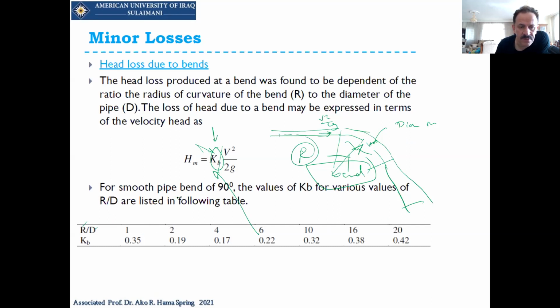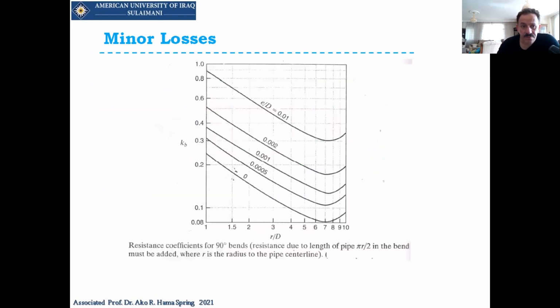Now, for example, for a smooth pipe, a bend of 90 degrees, the value of KB will vary in this way. This is only for small pipes. So when we have a smooth pipe, there will be R over D, and based on that R over D, there will be a KB, or bend K. Now, if it was not a smooth pipe, a rough pipe, we have to use this R over D. This is the smooth one, and this is the other KB. So this is for K bend.